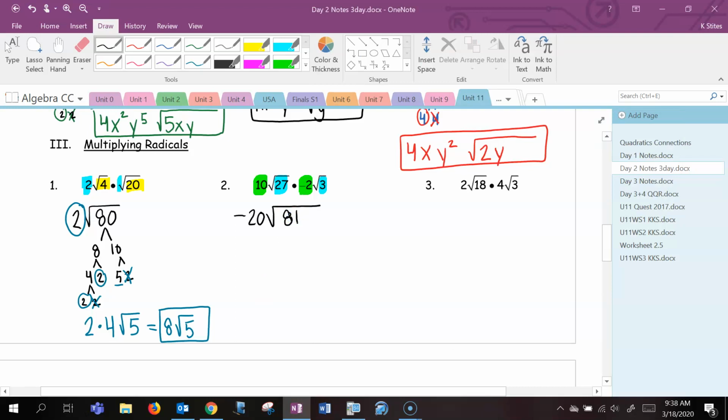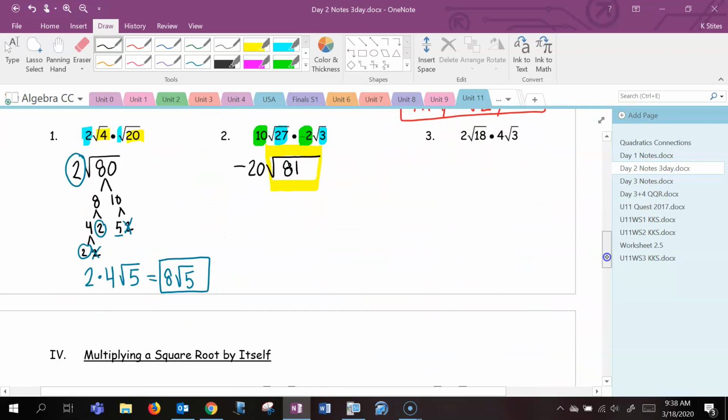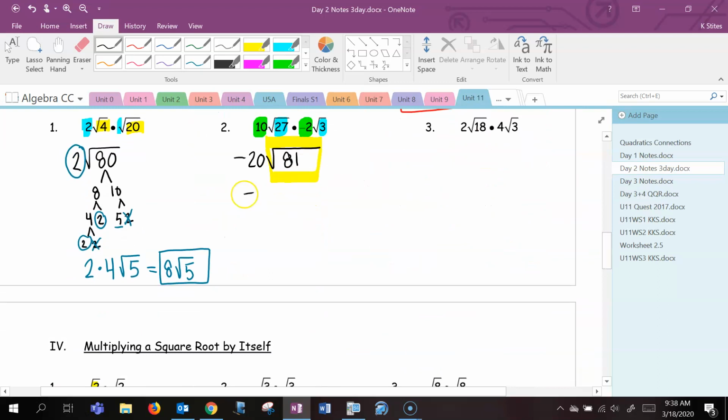What is it that I want you to notice? If you said perfect square, you were right. Root 81 is a perfect square. This is just like the problems we did above, 5 and 7. Okay, do not do a tree. We should know that root 81 is just 9, and then we can multiply these. Notice there is no root because 81 is a perfect square.